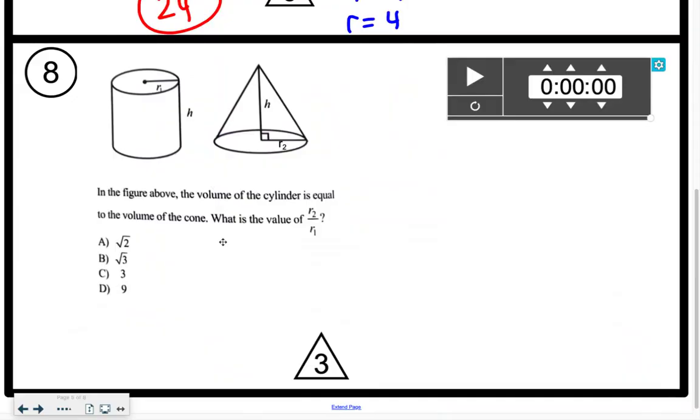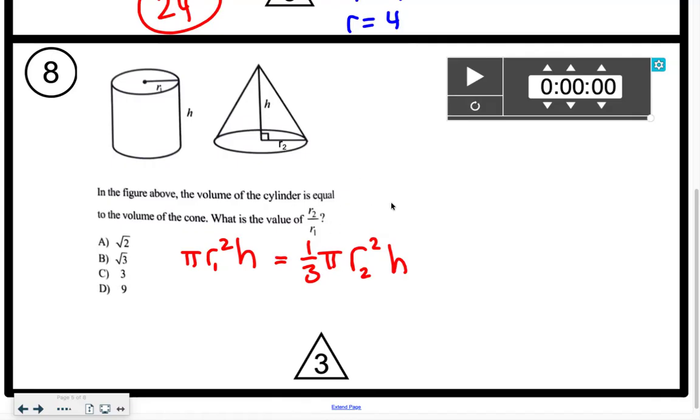Okay, number 8. The volume of a cylinder is equal to the volume of a cone. So let's just set up that equation. The volume of a cylinder is pi r squared h, but I want to put a little r sub 1 here because it's going to be a different r when I jump over to here. That's equal to the volume of a cone, which is 1/3 pi r sub 2 squared h. And I want the value of r2 over r1.